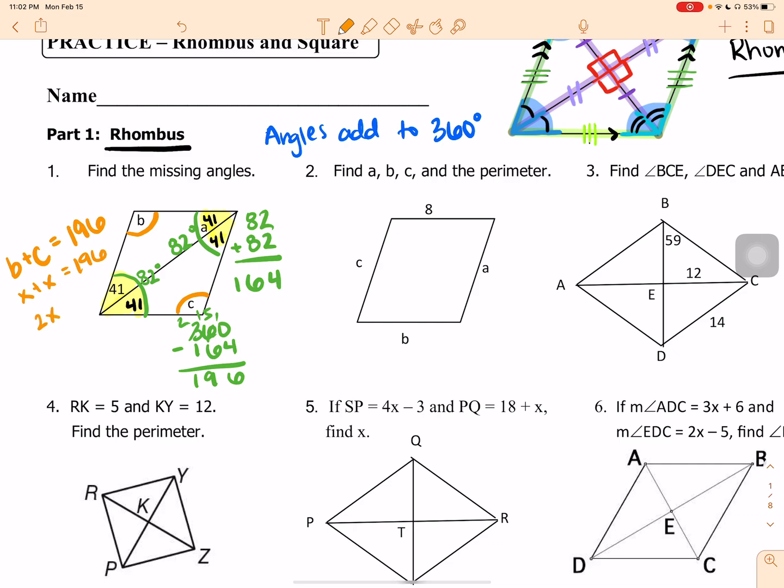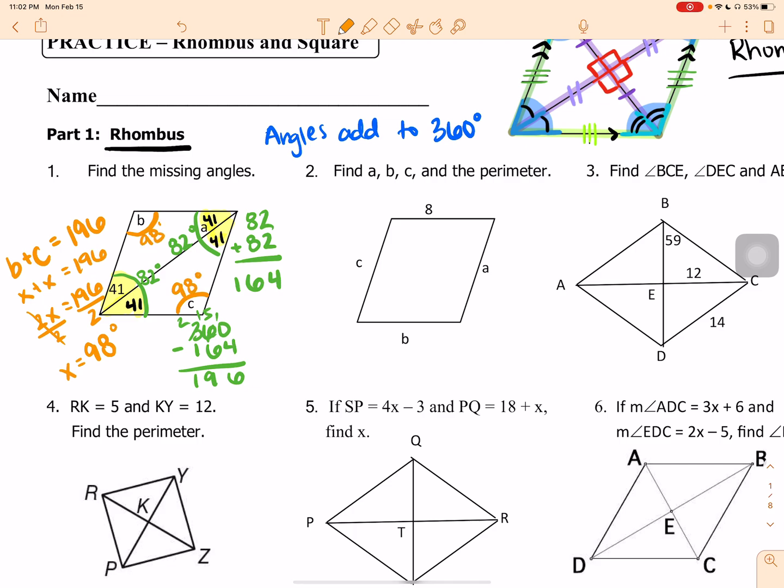This would be 2x equals 196 because, again, they're equal, so they're both equal to x. Divide them by 2. Okay, so here we're going to get 98 degrees. So these are each 98 degrees.